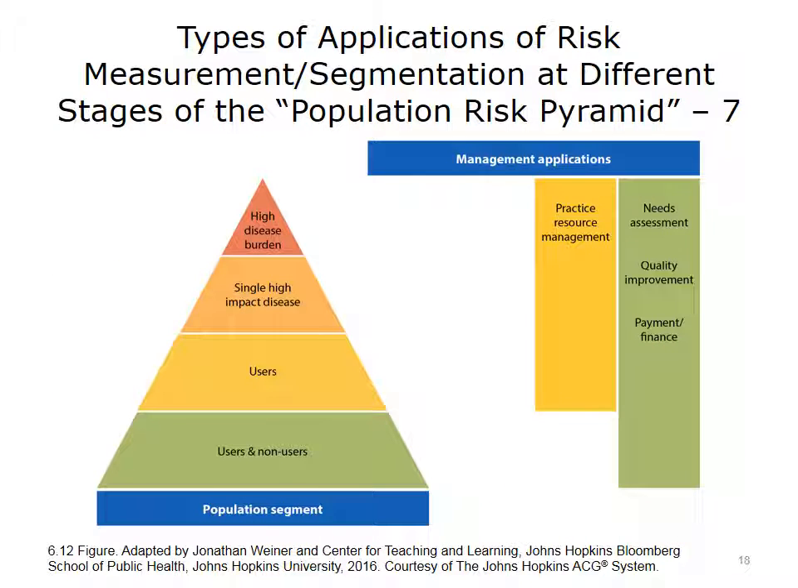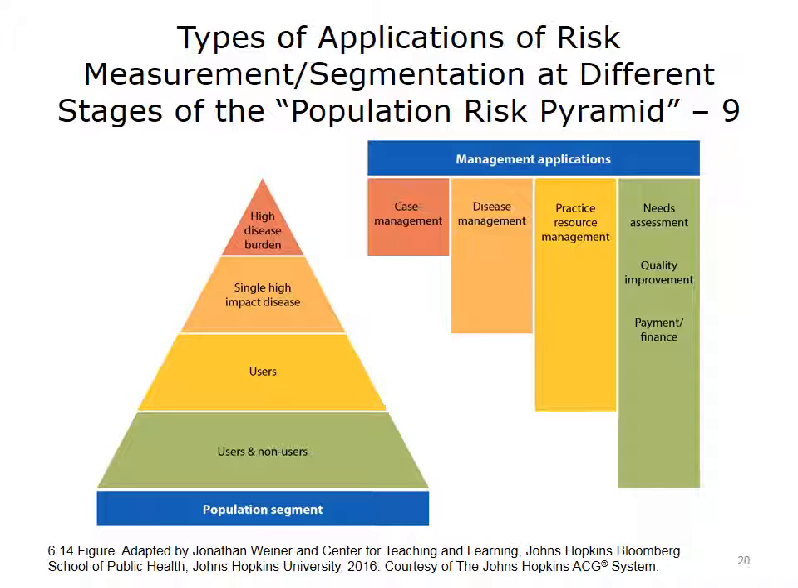The next box, Practice Resource Management, is applied to the top 3 segments of the pyramid, basically all users. You need to understand how to provide care efficiently to this cohort. These tasks would include performance profiling. In the 2 higher levels of the pyramid is where care management or disease management comes into play. Population health management is now sometimes a term that's used synonymously with disease management.